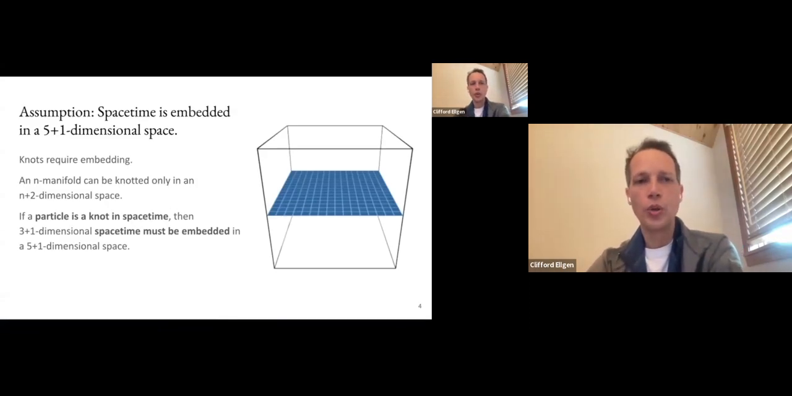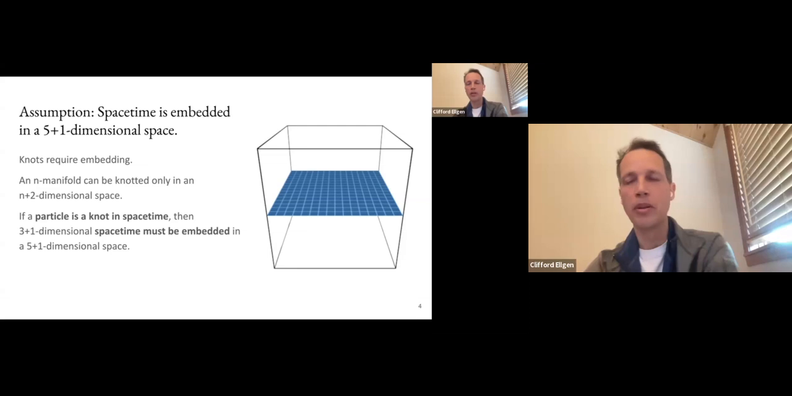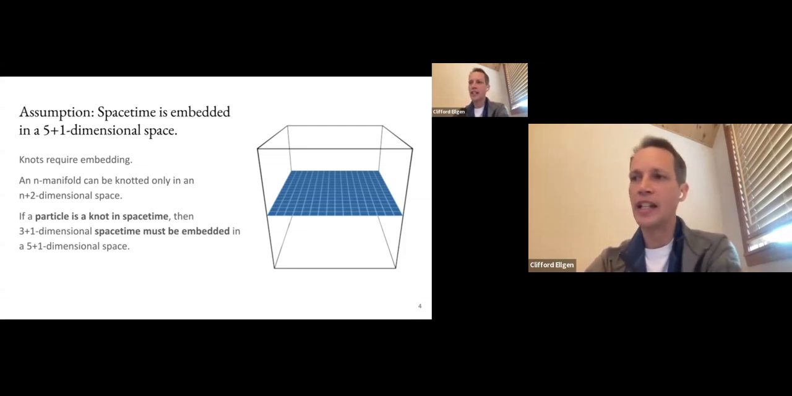So we want to talk about particles as knots, but a knot in an n-dimensional manifold requires that that n-dimensional manifold is inside of an n plus two-dimensional space. For example, a piece of string is loosely analogous to a one-dimensional manifold. And if I have a piece of string in front of me in this room, which is a three-dimensional space, I can tie that one-dimensional manifold into a knot in this three-dimensional space. And so this n plus two relationship is how we get knots in a manifold.